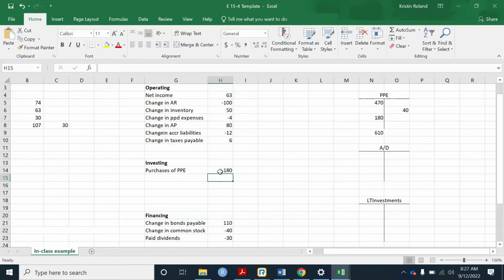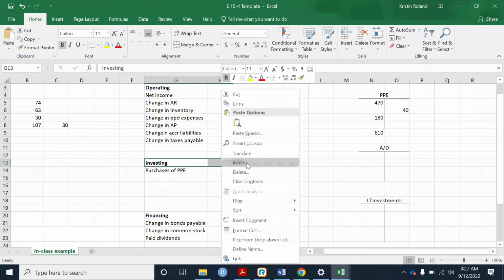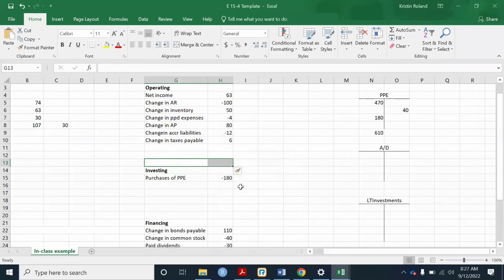Did we have a gain or a loss associated with that sale of equipment? Right, a loss of $4. Does everybody see that on the income statement too? So what do I do with that? Remember, it gets added up here. We're going to handle that in just a sec.